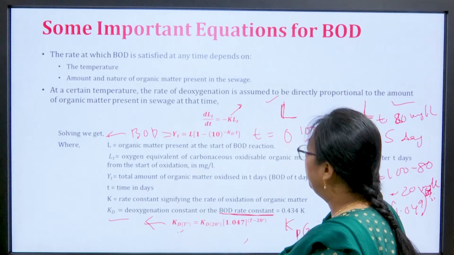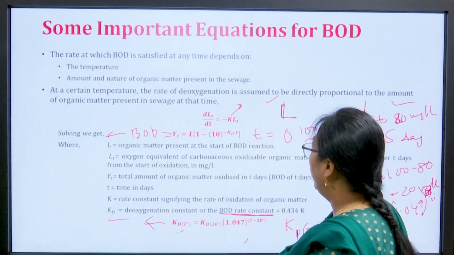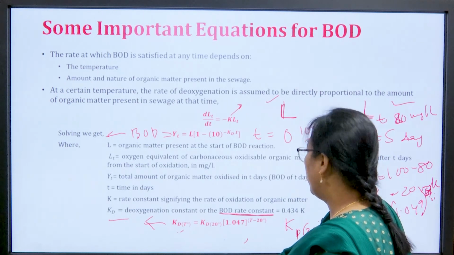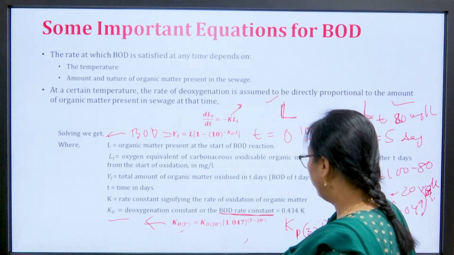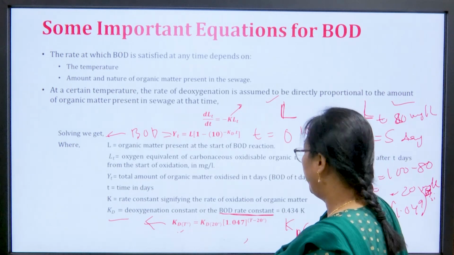The value of KD is dependent on the temperature. So KD at a particular temperature T can be calculated as KD at 20 degrees centigrade into 1.047 to the power T minus 20 degrees centigrade.